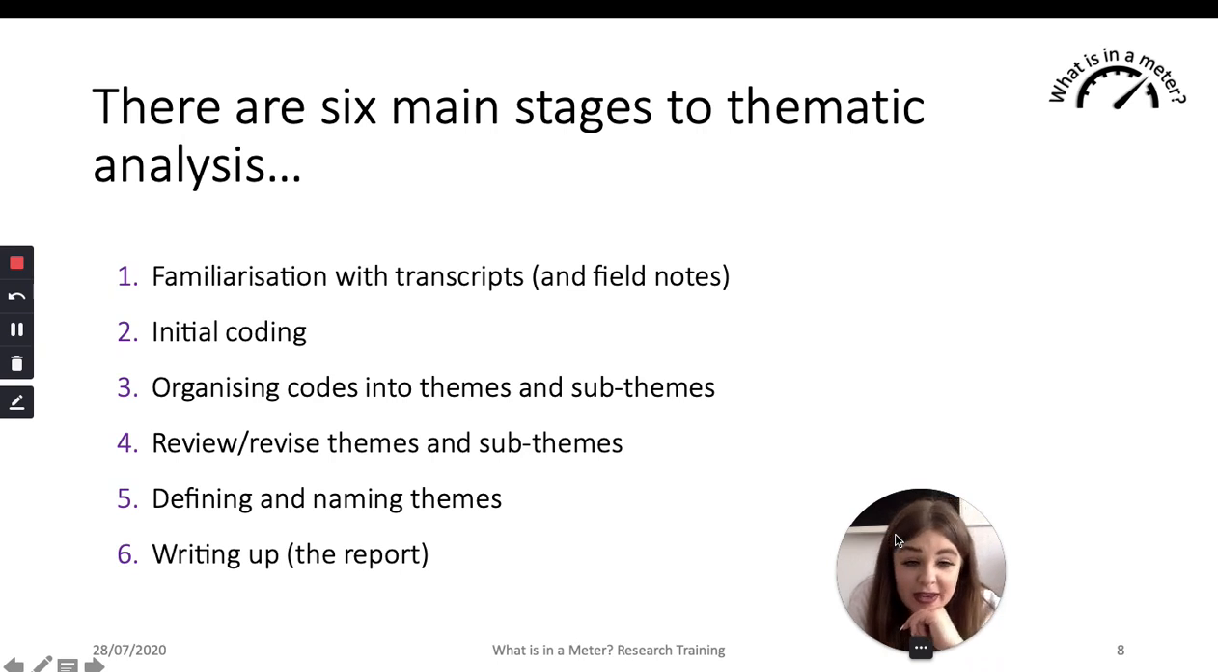Even though some of these stages might overlap, so for example, you may start coding on an early set of data and then move on to organising those into themes. But then you might find yourself going back to the coding process on later pieces of data, as you might get different insights from the later stages of data collection, and these might result in the revision of the themes that you had initially proposed. So that is quite a normal part of the process.